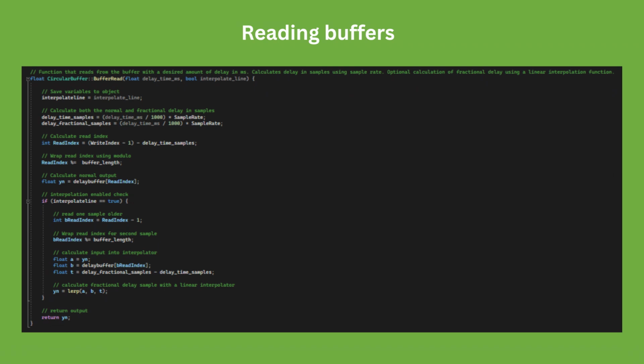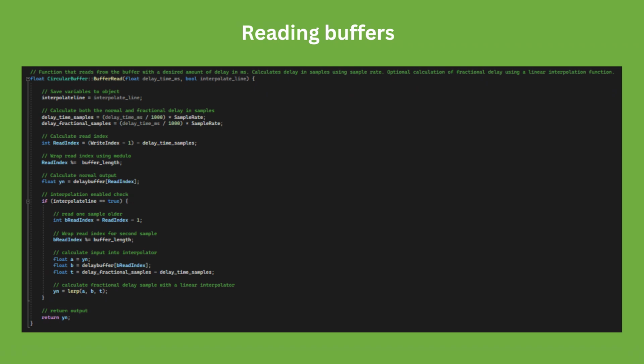For this example, I've set it to false, but if you are feeling confident and would like to experiment with that, I left it in there for you to try out. This function essentially calculates the read index based on the right index and applies the delay time in samples, and then it will wrap the read index into the buffer using modulo.